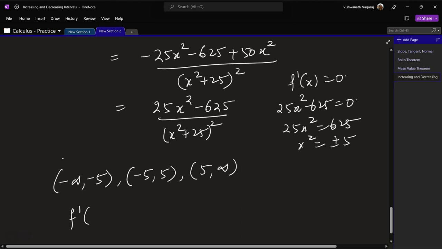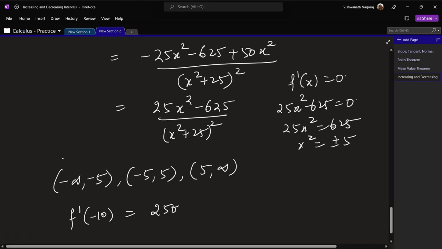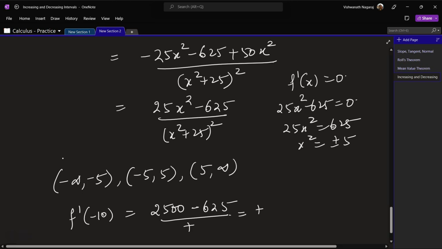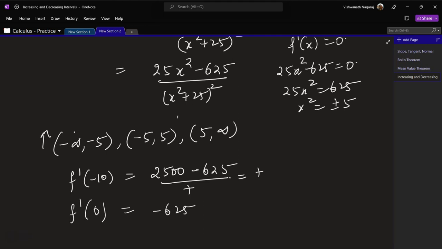F prime of, let's say, minus 10. I'm choosing minus 10 because it is easier to do calculation. So 25 times minus 10 squared is 2500, minus 625, divided by the denominator, which is always positive, so let's not bother with that. Which means this is positive. So that means this is going to be increasing, right? Now let's look at f prime of 0. This is going to be minus 625. So the denominator is always positive, which means this is going to be decreasing.